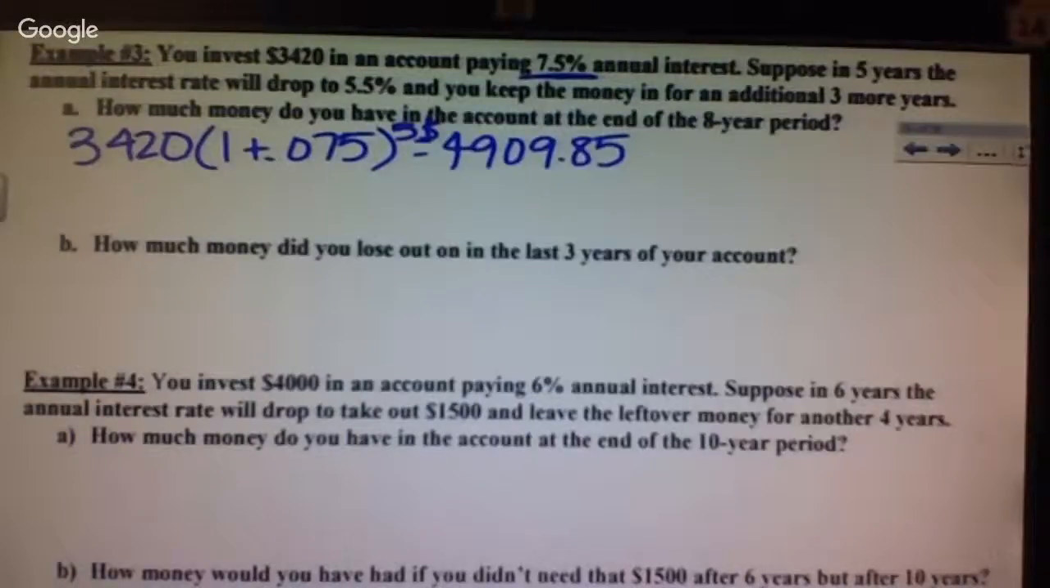After that 5th year, my interest rate drops. So this is how much money's in my account. My interest rate is now dropping though to 0.055. So you're keeping all that money in, you're not taking anything out, you're just leaving it alone. It's just the interest rate is now changing. So that amount times 1 plus 0.055 raised to the what? 3. We're keeping it in there for 3 more years. $5,765.34.